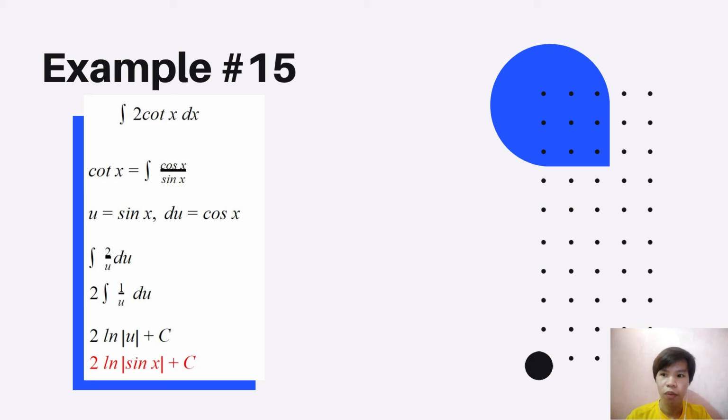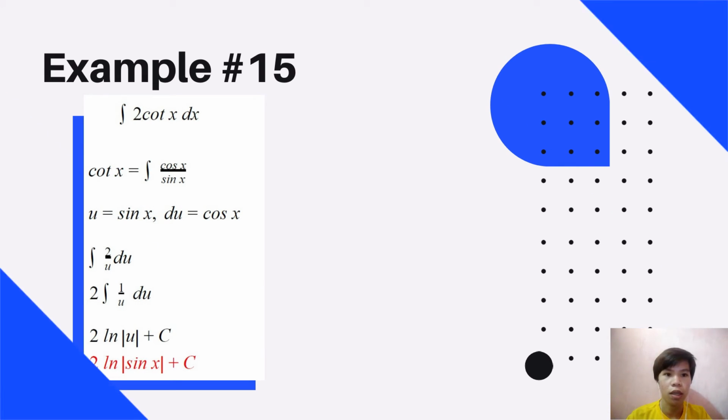The integral of 2 over u times du. Since 2 is constant, we can move 2 out of the integral. 2 times the integral of 1 over u times du. Then integrate to get 2 times ln times the absolute value of u plus c. Then substitute sine x to u. 2 times ln times the absolute value of sine x plus c.